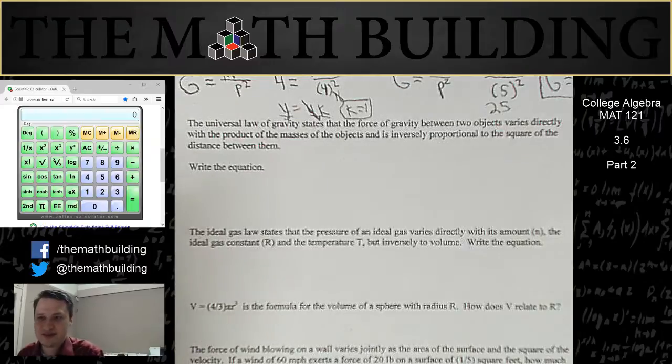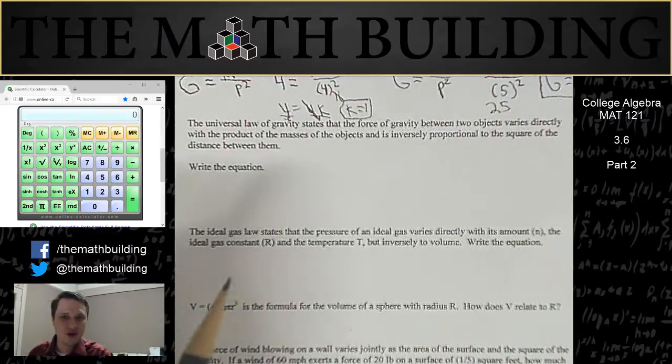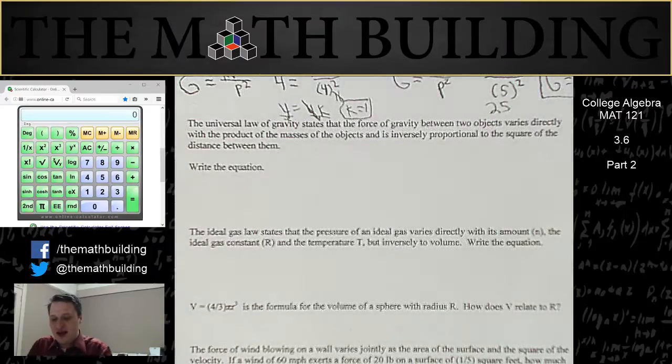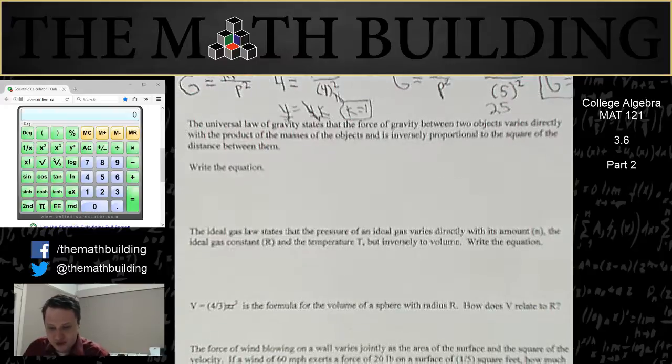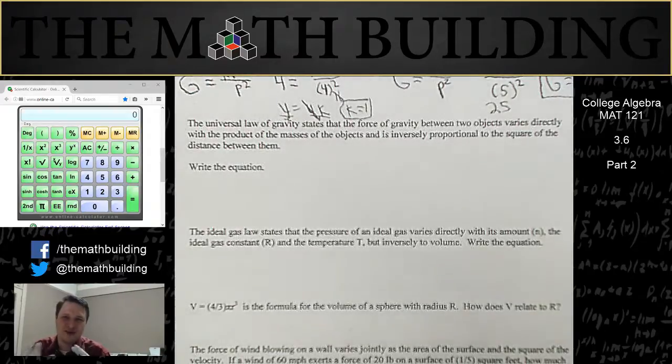This is 3.6 Part 2, the last new notes before the midterm. So that's some good news. Let's look at a few actual real-life examples of using direct variation and inverse variation. So this is actually really cool. This is like a mystery of the universe type thing.